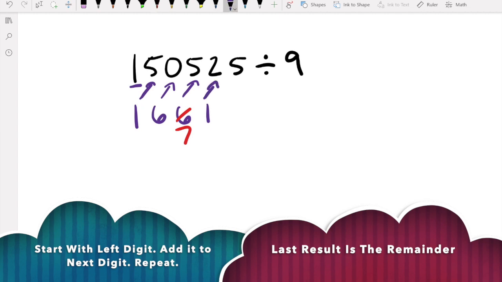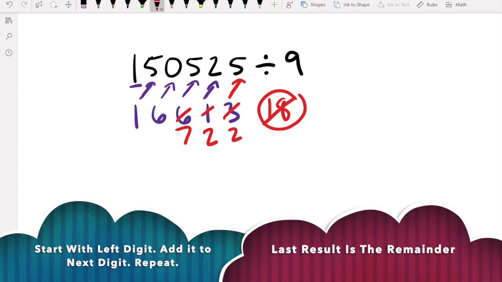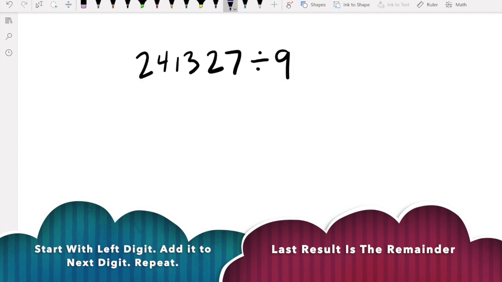11 plus 2 is 13. So I put a 3, and then I carry that 1. This becomes a 2. And then finally, for my remainder, I have 13 plus 5, which is 18. And 18 goes into 9 exactly 2 times. So I need to change this by 2, which is 5. So that's my final answer, 16,725.